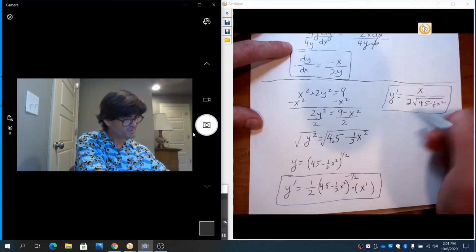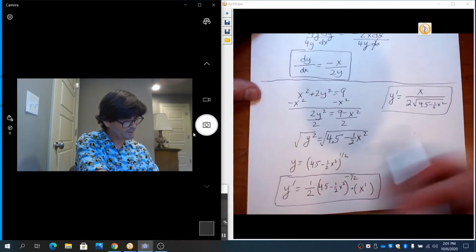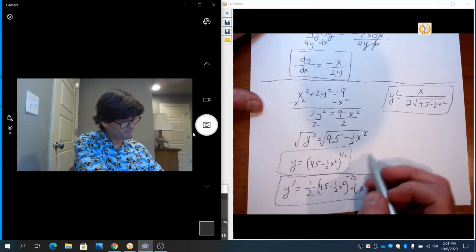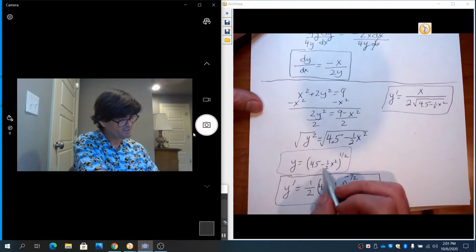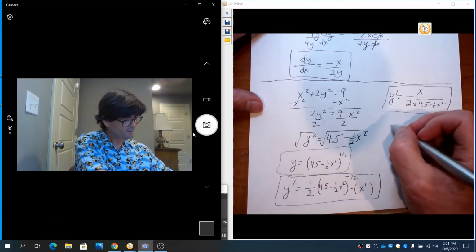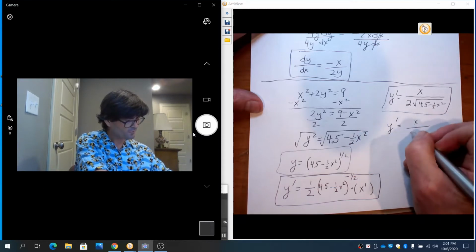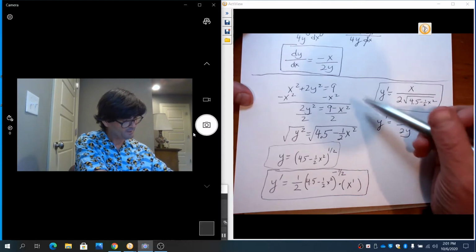What I want you to notice is we've got the x, we've got the 2. What was y here? y was that. So if you took 4.5 minus 1/2 x squared to the 1/2, you would have y prime equals x over 2y. And I lost a negative here. Where did I lose a negative?